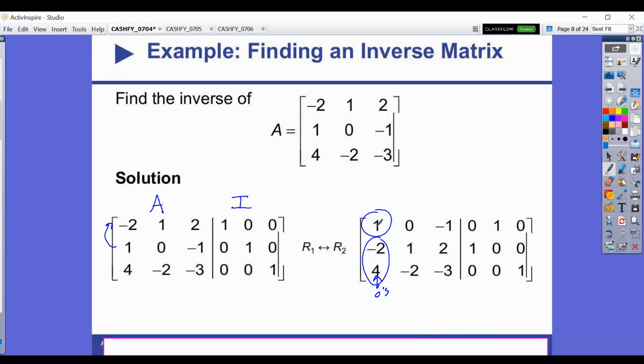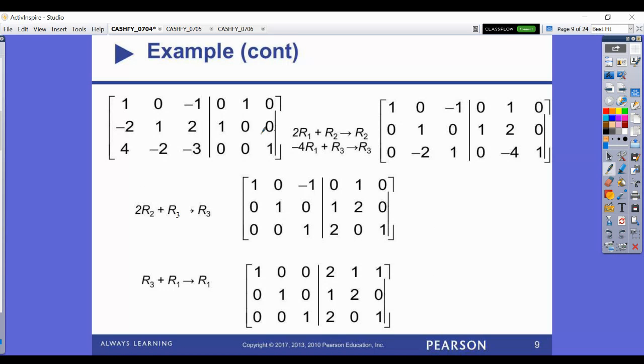The next step is I want to get these to be zeros. And to get them to be zeros, we're going to do that thing where we multiply a row by a number and add it to the other row. So that is shown here, and the steps are right here. We took 2 times, this is what we had on the previous page, 2 times the first row plus the second row, that gives me 0. So now I have my 1, 0, 0.